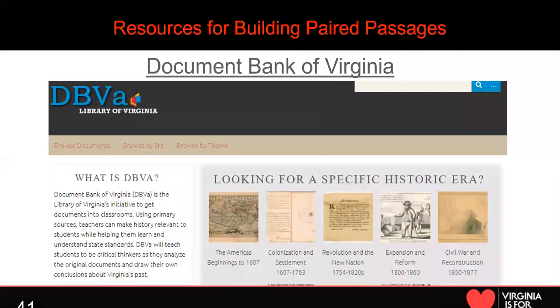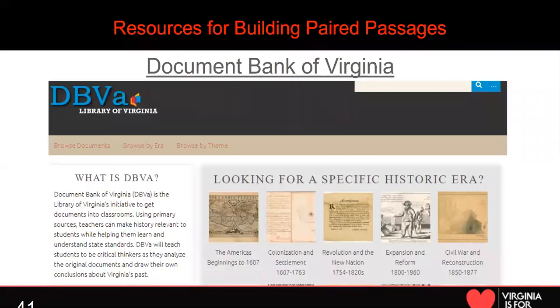Thinking specifically about finding primary sources, and I know that for history teachers you have lots of different go-to spots for your primary sources, or you might already have a set that you're particularly pleased with, but if you're looking for more or looking for things that are tied specifically to Virginia history, or maybe you're looking for documents that, you know, eventually you can take a field trip and go see in person, the Library of Virginia, which is a state agency, provides the Document Bank of Virginia website.